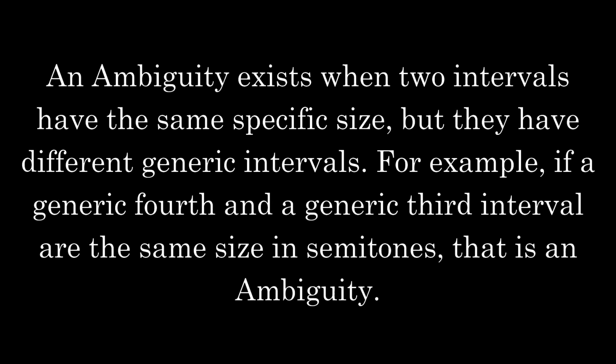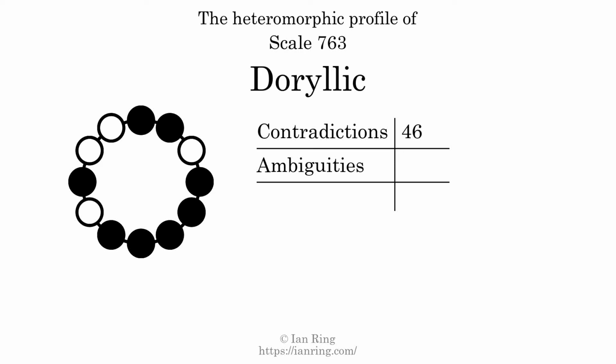An ambiguity exists when 2 intervals have the same specific size, but they have different generic intervals. For example, if a generic fourth and a generic third interval are the same size in semitones, that is an ambiguity. The number of ambiguities in this scale is 63.